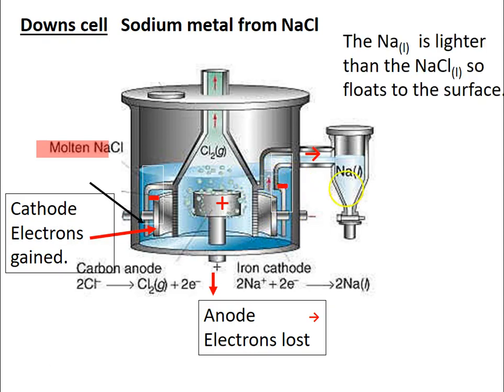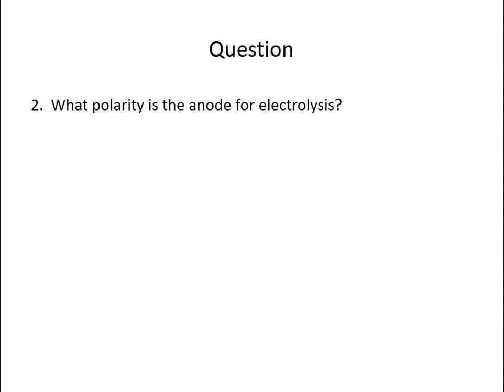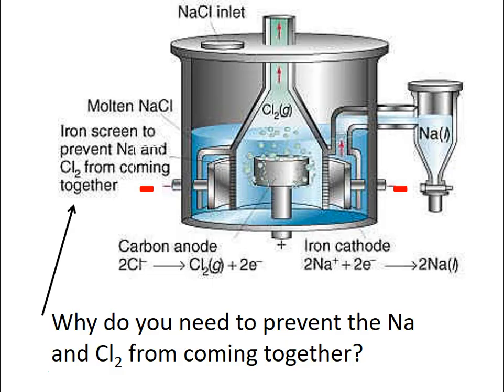Okay. The sodium that's produced is lighter than the liquid sodium chloride, so it will float to the top and can be collected from the top. So what was the polarity for the anode? It's positive. Okay, there's also this ion shield here between the anode and the cathode. The reason that we have this ion shield is to prevent the sodium metal that's been produced on the outside coming in contact with the chlorine that's being produced on the inside, because then you would get a spontaneous reaction with the products.